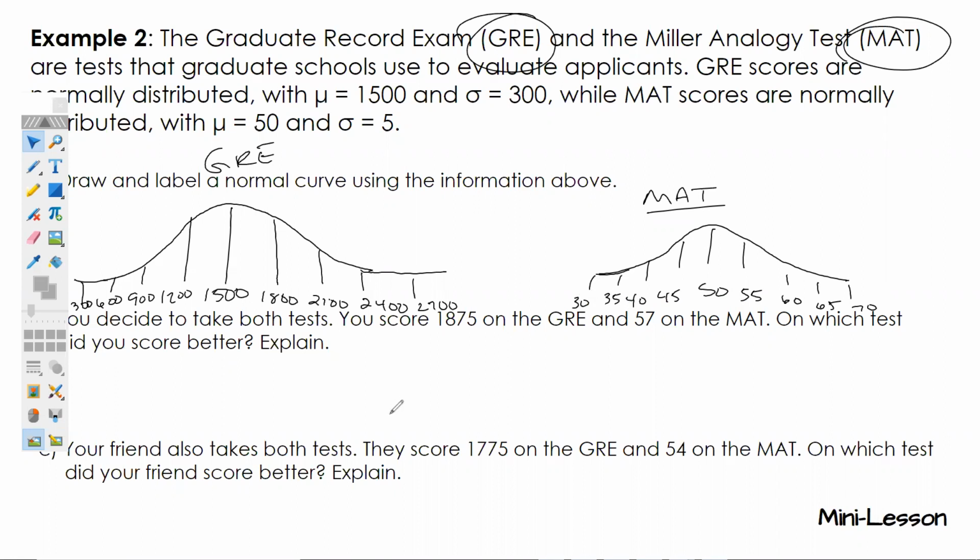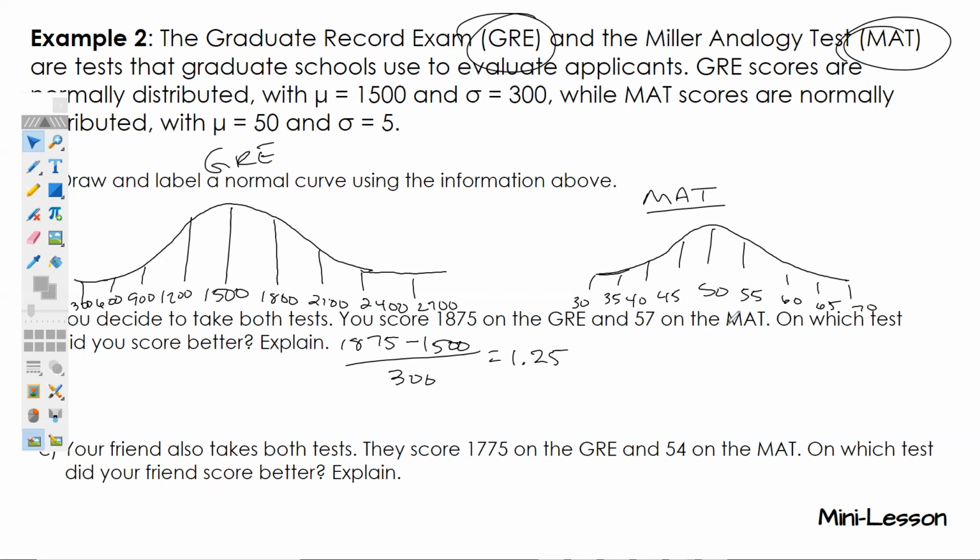You decide to take both tests and you score an 1875 on the GRE and a 57 on the MAT. On which test did you score better? This is kind of where standard deviation really helps when you talk about scores. So if you got 1875, you're going to find the z-score. 1875 minus your mean, which is 1500, divided by 300, and that's going to give us 1.25.